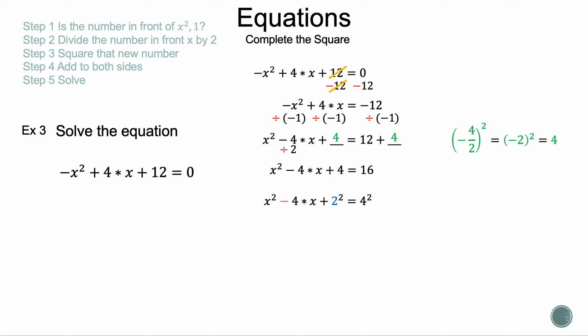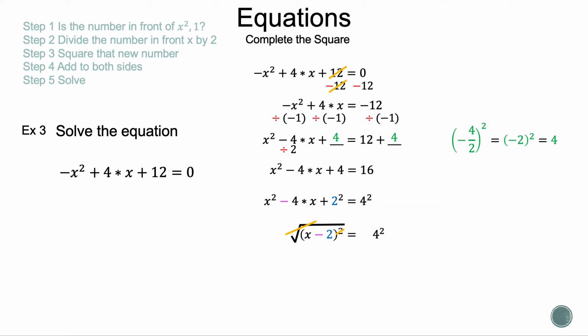And now we have x squared minus 4x plus 2 squared is equal to 4 squared. Now we're going to factor the left-hand side, and we get (x minus 2) squared is equal to 4 squared. We need to get rid of that square, and once again, the inverse of square is square root. So we're going to take the square root on the left-hand side. So those two operations cancel, and we're just left with x minus 2.